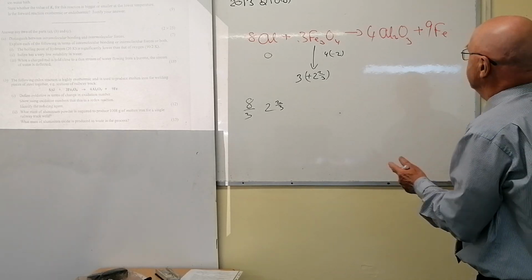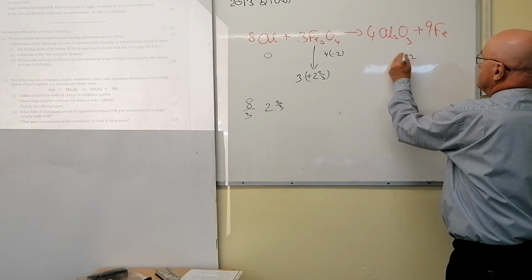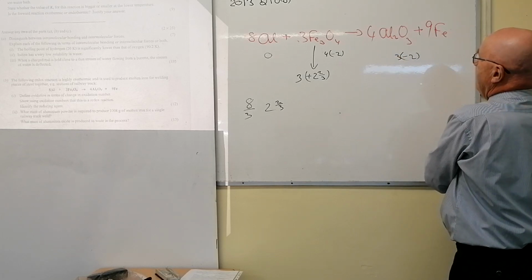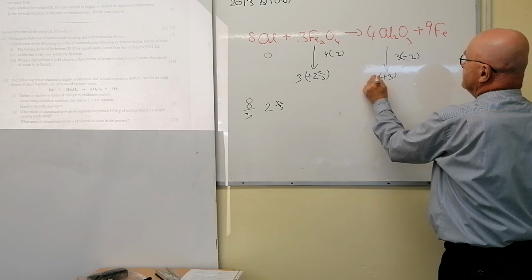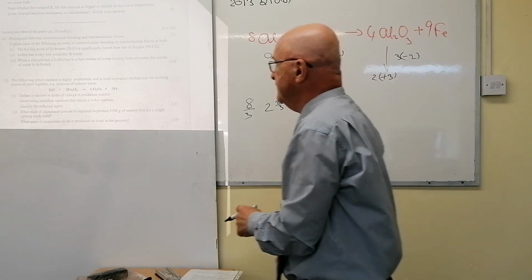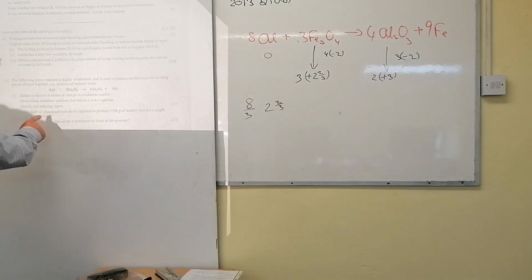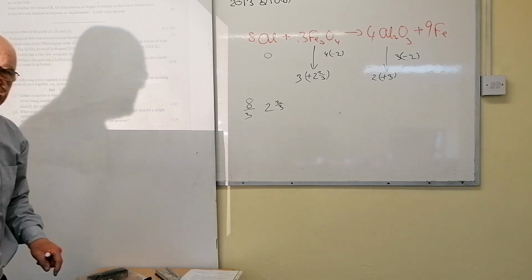Just be careful how you're dealing with that. On this side, -2, 3 times. Okay, so the aluminium should be +3 twice. Okay, +3 twice. They've asked you to show, okay, can you see the equation is balanced here, and you forget about the balancing numbers. Show using oxidation numbers that this is a redox reaction.